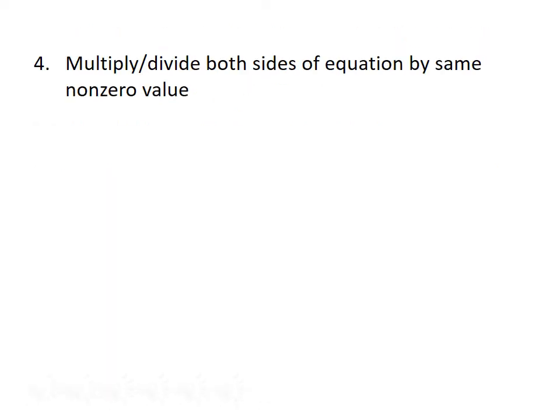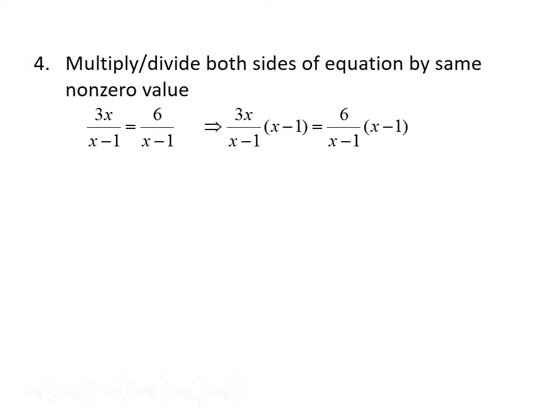The fourth possible procedure that we can do is we can multiply or divide both sides of the equation by the same non-zero value. For example, if we have 3x divided by x minus 1 equals 6 divided by x minus 1, we can multiply both sides of the equation by x minus 1, giving us 3x divided by x minus 1 times x minus 1 equals 6 divided by x minus 1 times x minus 1.